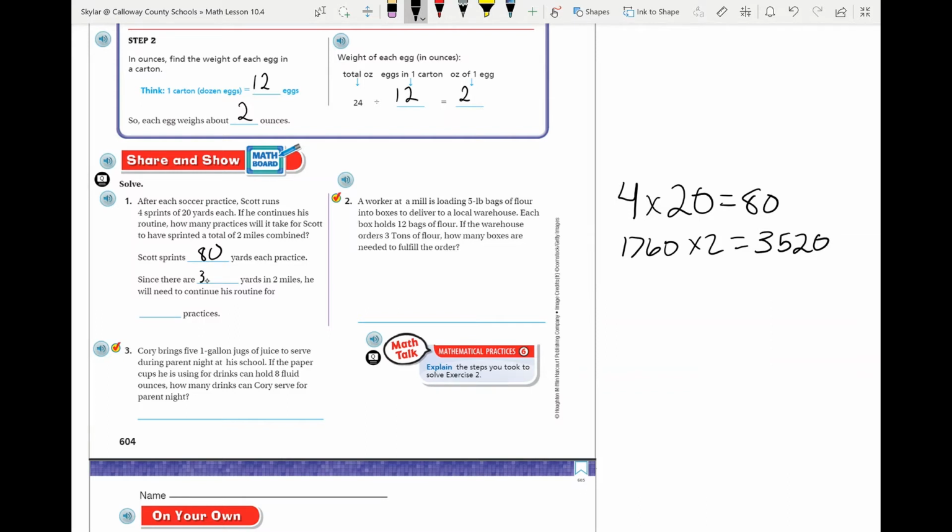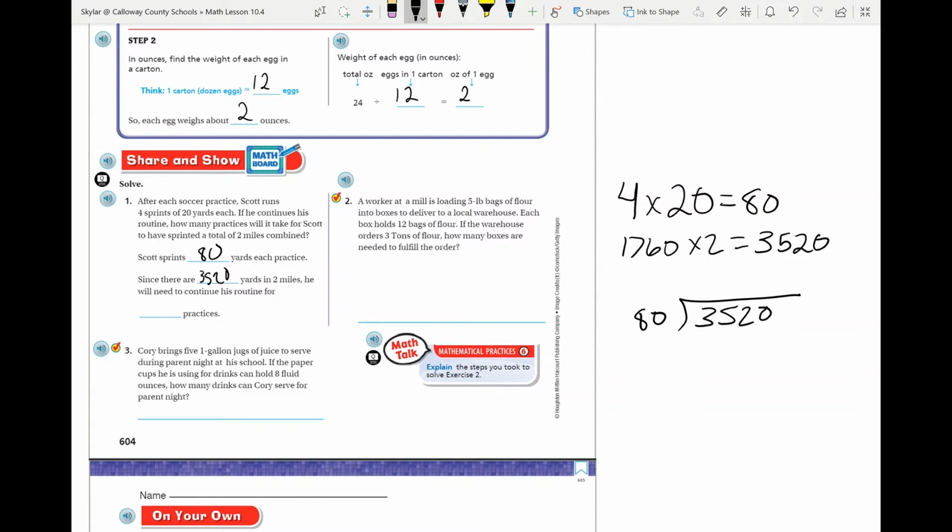So there's 3,520 yards in 2 miles. So how many practices will it take for him to do 2 miles combined? Well, he's trying to get 3,520 yards, and he's going 80 yards per time. So let's just divide. How many times will 80 go into 3?